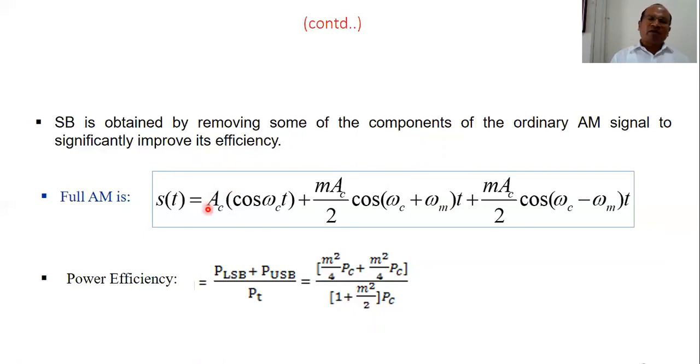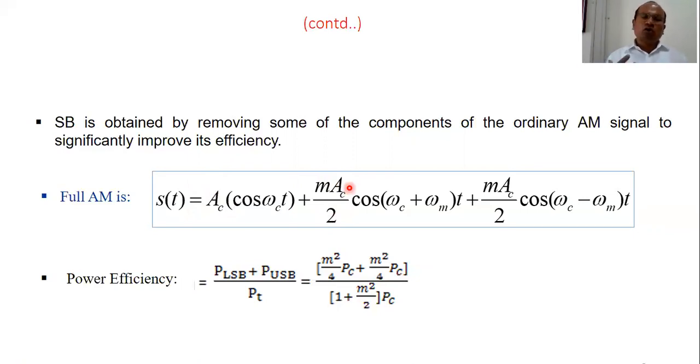What will be carrier power? We calculate normalized RMS power, so Ac by square root of 2, squared. So carrier power becomes Ac squared by 2. We have done the calculation, and then we get m squared by 4 into Pc. Otherwise, m squared by 8 into Ac squared will be the power of any sideband.